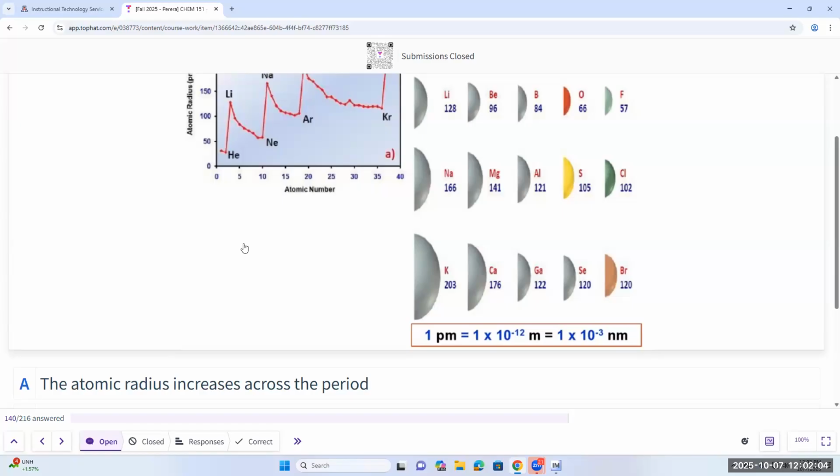Between going from lithium to neon, what do you notice about the size? No, forget about that. Look at the data. Lithium to neon. What is happening to the size? That is it. That's all I'm asking you to do. You don't overthink it.